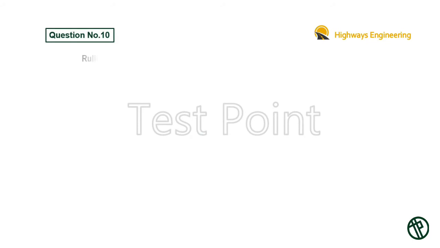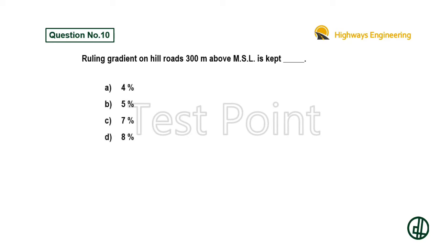Question number 10. Ruling gradient on hill roads 300 meters above MSL is kept. Option A, 4%. Option B, 5%. Option C, 7%. Option D, 8%. Answer is option B, 5%.